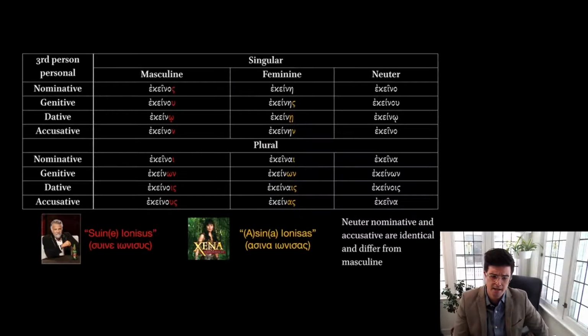So remember, that's always going to be the case with the neuter over here. And then again, to just show you in a little bit more close-up format here, that our farther demonstrative, swain ionesus, the endings here match up with our mnemonic of the most interesting man in the world, and our mnemonic for Xena.